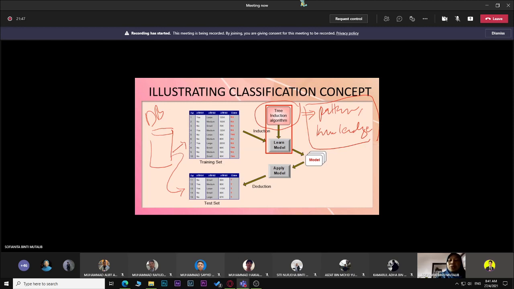Once you have trained the model, you need to know the performance of the model that you have developed. So this model will be applied to the smaller data set. At the beginning, all the class labels here will be removed, and we apply the model here to predict the class label.